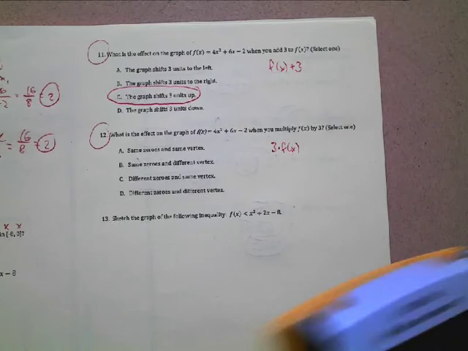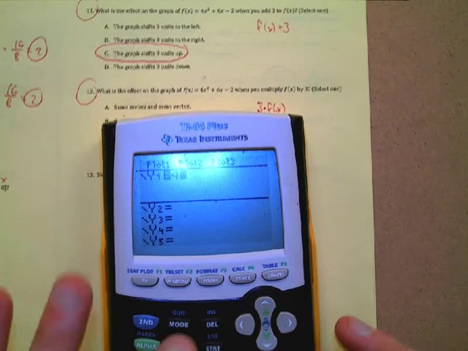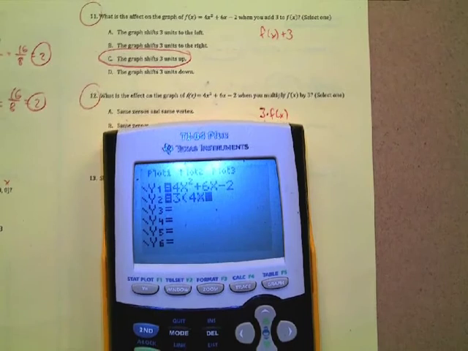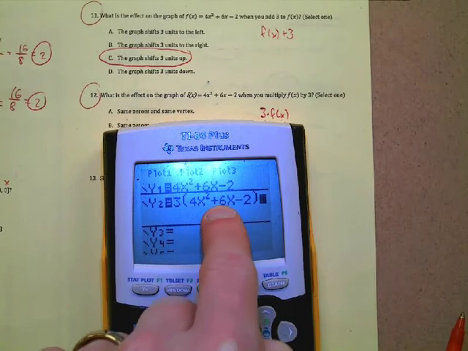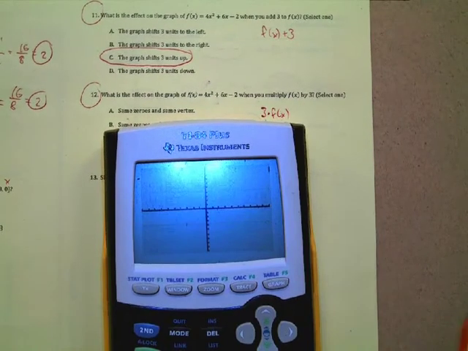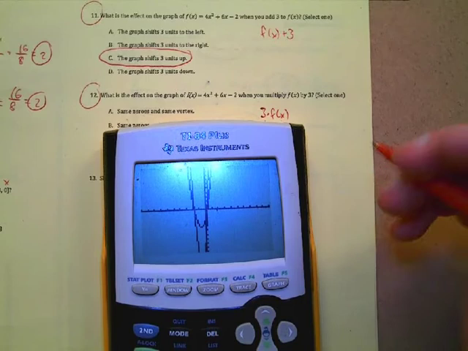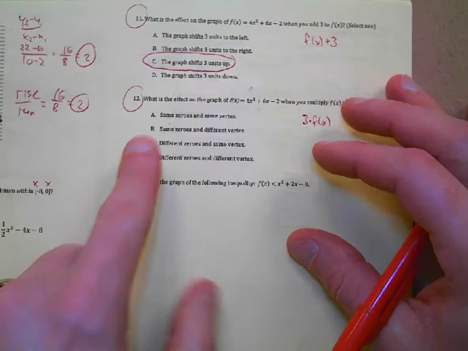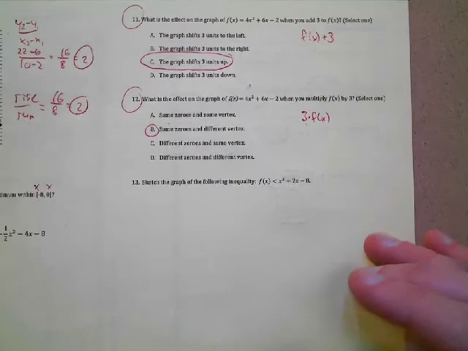Now, another thing you could do here, I guess I should have mentioned, is put this in your graphing calculator. Put the original function, 4x squared plus 6x minus 2, and then I'll do 3 times 4x squared plus 6x minus 2. So I'm going to compare the original function and 3 times the original function, because that's what it says, multiply f of x by 3. So when I graph it, there's the original function, and there is 3 times f of x. And you can see that stretch, but notice they both have the same zeros. They both cross the x-axis in the same place. So, same zeros, different vertex is our answer. The answer is B.